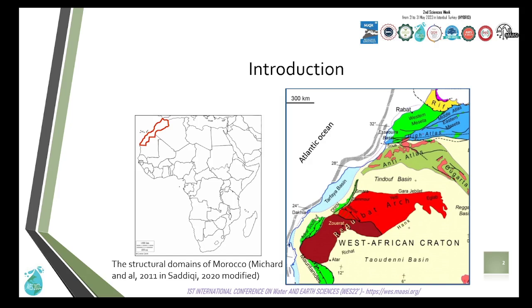Morocco is located in northwest Africa. It's bounded to the north by the Strait of Gibraltar and the Mediterranean Sea, to the south by Mauritania, to the east by Algeria, and to the west by the Atlantic Ocean. Morocco is subdivided into three major structural domains: the Rifian domain, the Atlasic and Mesetian domain, and the Anti-Atlasic and Saharan domain. Finally, the Tarfaya-Laayoune-Boujdour Basin, which is the subject of this study, is located in the Moroccan Sahara.